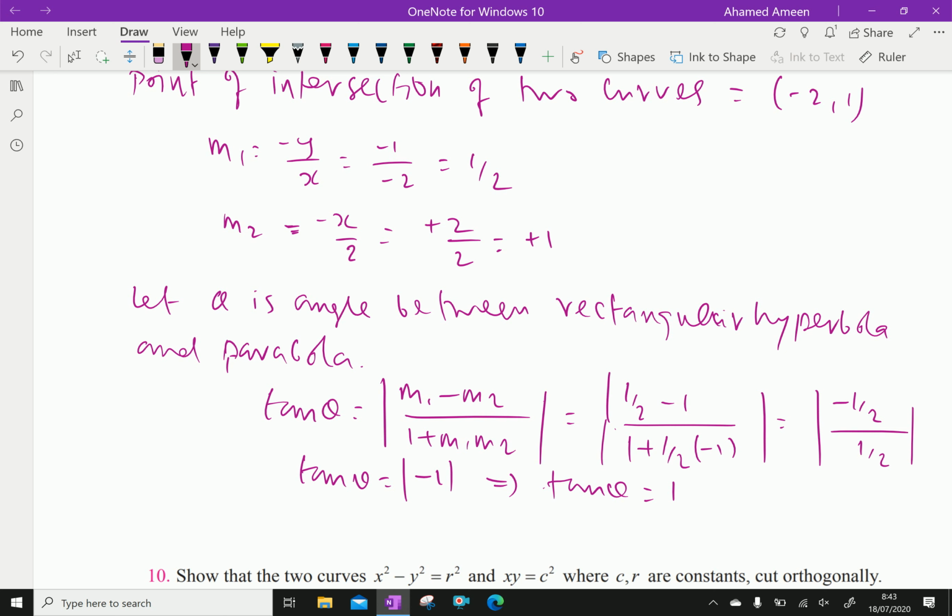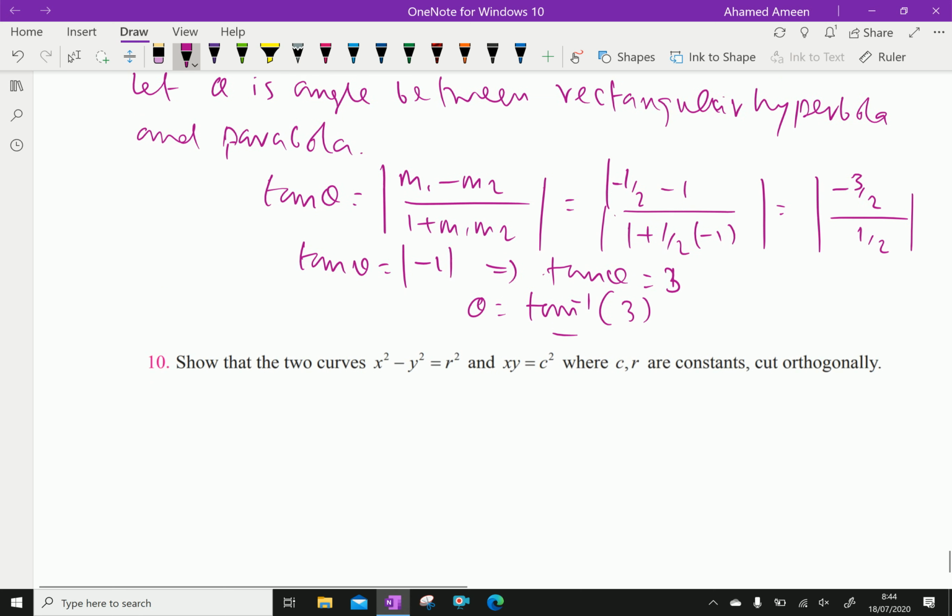Here m2 is minus half, there is a mistake here. Then it is minus 3 by 2 over half. So we have this final answer: minus 3 by 2 over half is 3, because minus 3 by 2 over half, the 2s cancel, gives 3. The modulus of minus 3 over 2 over half is tan theta equal 3. Therefore theta equal tan inverse 3. Let us do the next question.